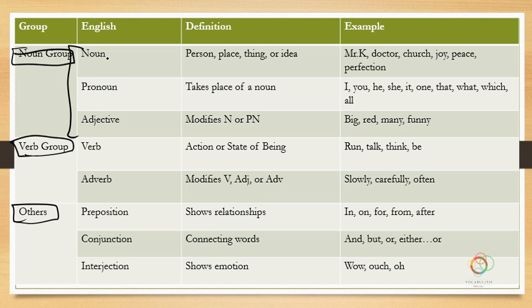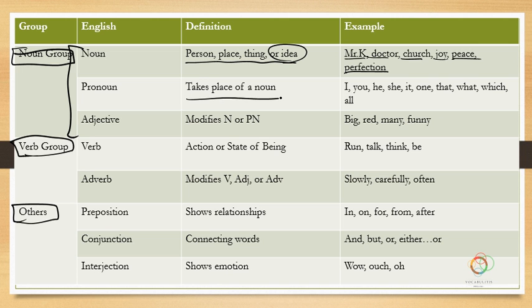The noun, of course, these are definitions. These are really the basic definitions we learn in elementary school, so you should be very familiar with them. Please learn them and memorize them if you don't know. A noun is a person, place, thing, or idea. So you can say Mr. K is a person, doctor is a person, church is a place, and joy, peace, perfection are ideas. These are the idea words that also make up nouns.